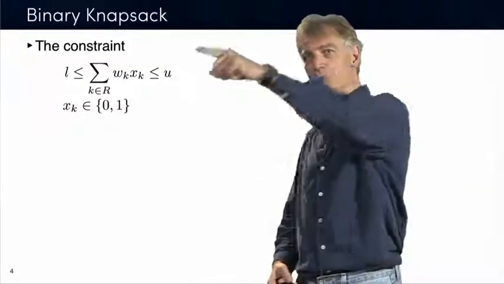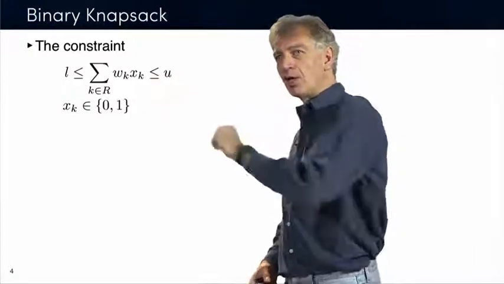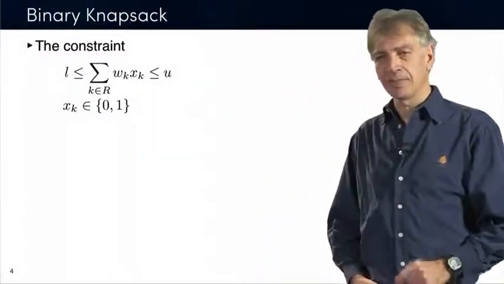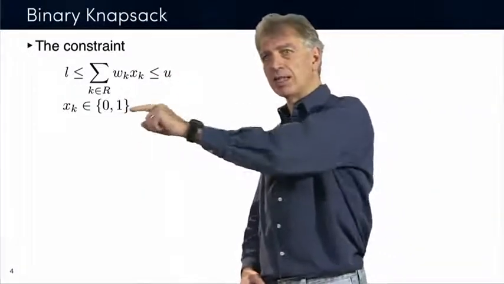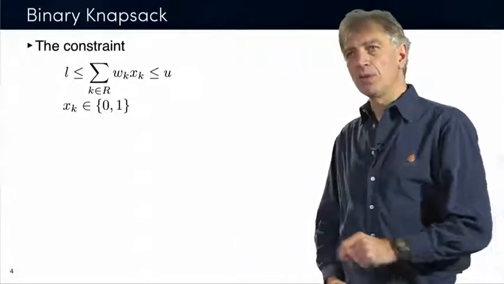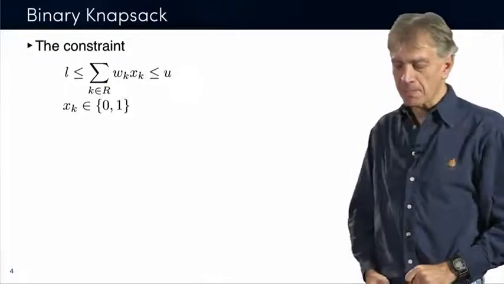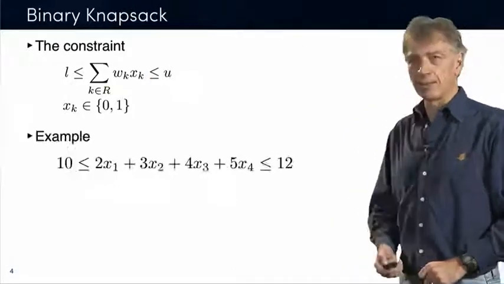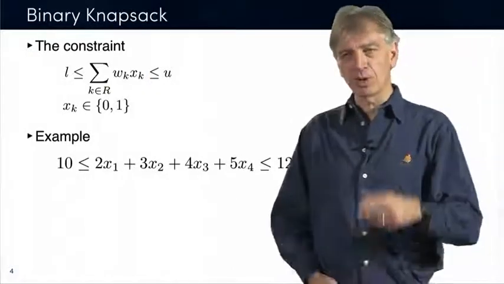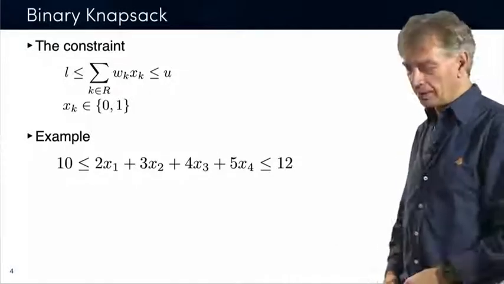Okay, so the constraint that we have, you see it over there. We have a sum of the w_k x_k. The x_k are decision variables, taking value between 0 and 1. And we want essentially this big sum to be between L and U. And so this is an example that I'm going to show you here, and we're going to use later on in the lecture.